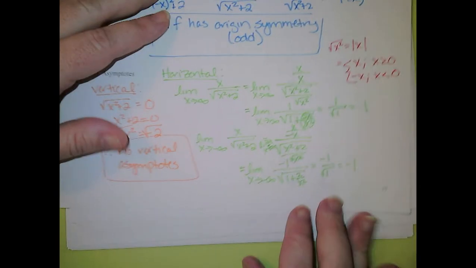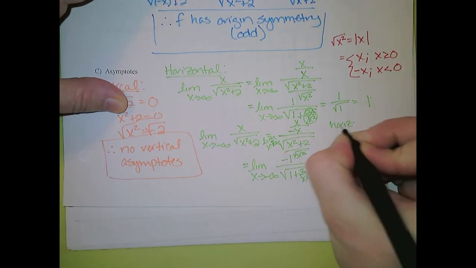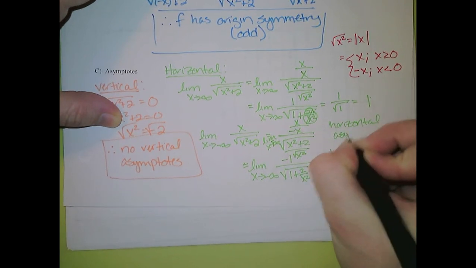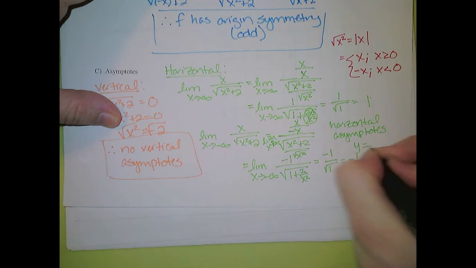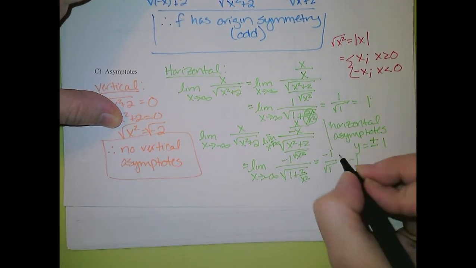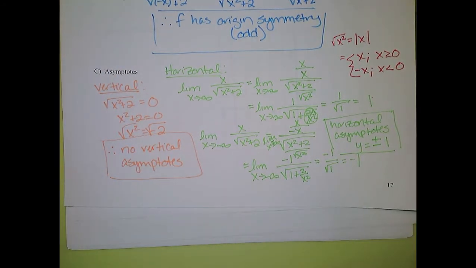So our horizontal asymptotes are at y equals plus or minus 1. We actually have 2. On the positive end, we're going to approach positive 1. On the negative end, we're going to approach negative 1.